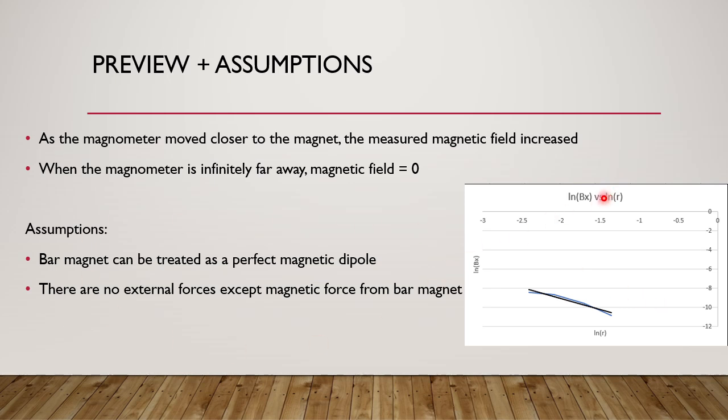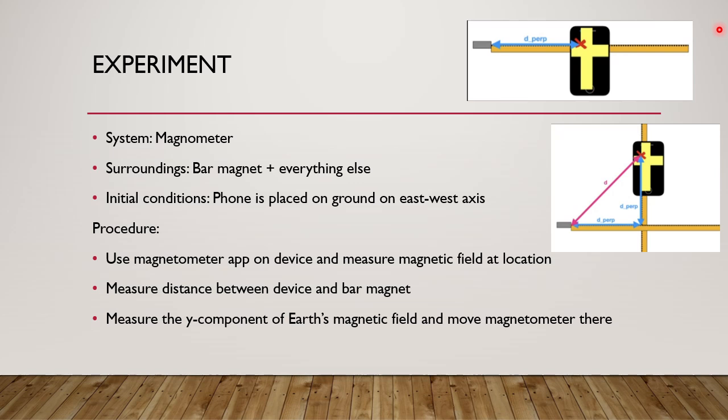But first, assumptions. First of all, the bar magnet can be treated as a perfect magnetic dipole. And two, there are no external forces except the magnetic force from the bar magnet. So we're going to say that there are no other magnetic fields acting at all in the room. With our experiment, the system is the magnetometer. I think I misspelled it. Anyway, the surroundings are the bar magnet plus everything else. And for initial conditions, our phone is going to be placed on the ground on the east-west axis.